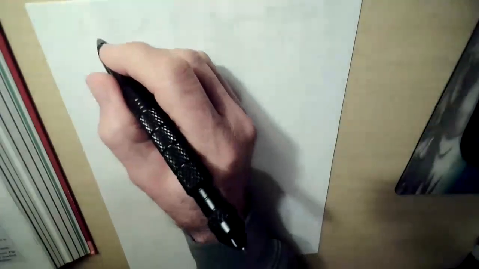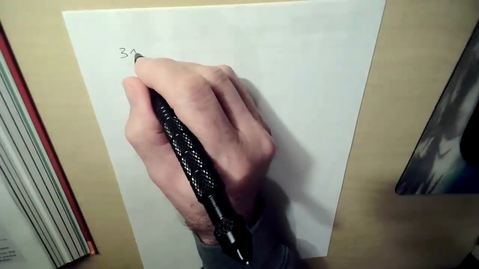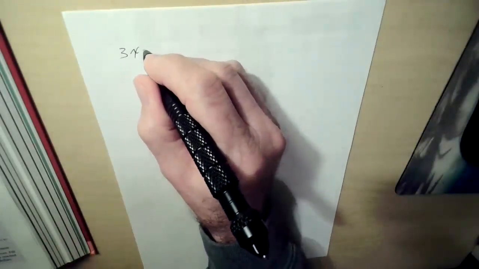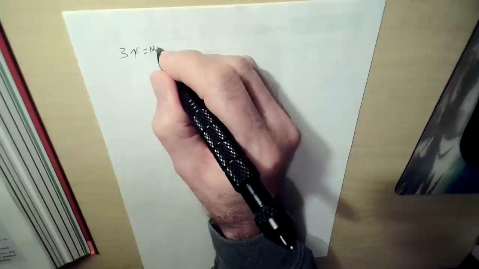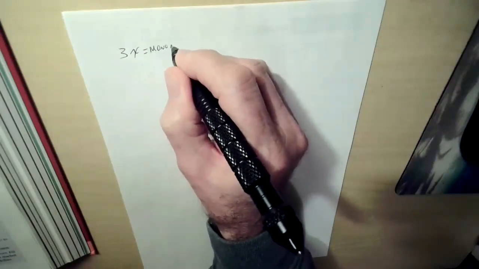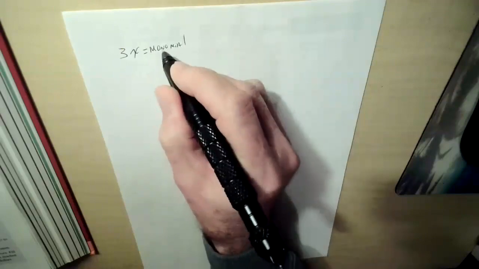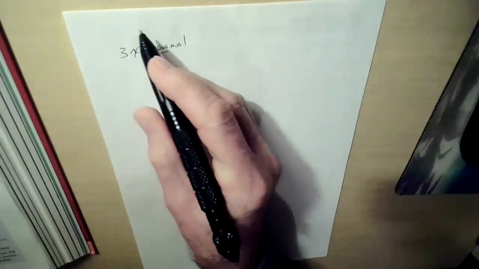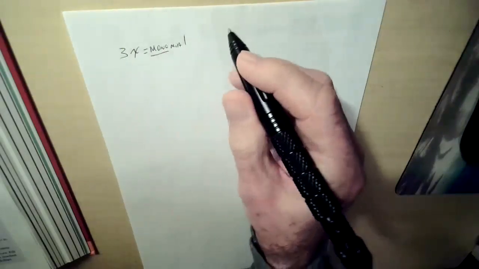Now you're going to get a polynomial. Poly just means many. Nomial just means numbers. Let me go over this real quick. If we have 3x, that is a monomial, M-O-N-O-M-I-A-L. Mono meaning one. This is one number.